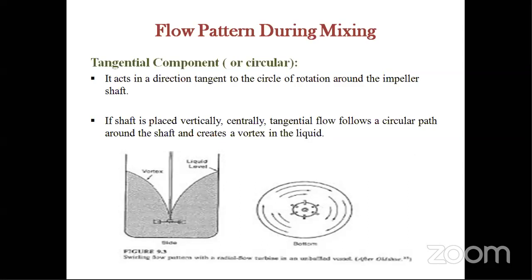So first, it is applicable in the case of less viscous samples, and you have to maintain the optimized speed during the mixing process. If your mixing speed increases, the circular motion is directly converted into the vortex mixing process. So in the case of a tangential component or circular component, one disadvantage is that you have to maintain the mixing speed, otherwise it is converted to a vortex mixing process.